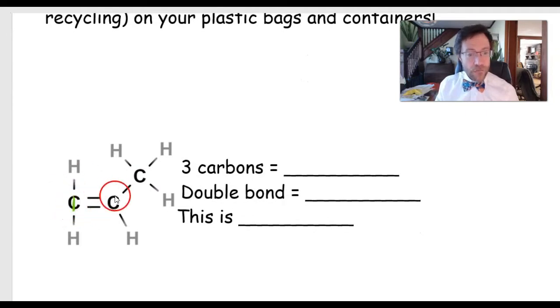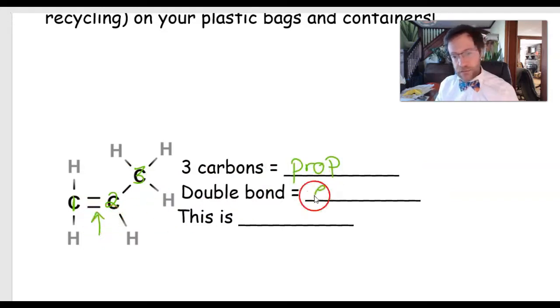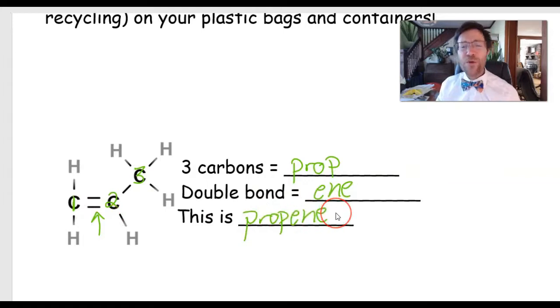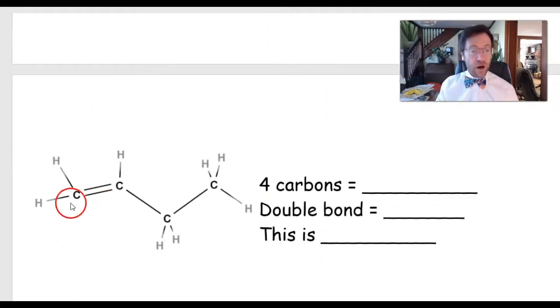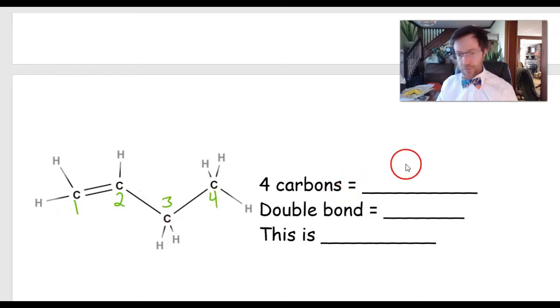We've got 1, 2, 3 carbons, prop. We've got our double bond right there, that's ene. And this is propene. Way more reactive than propane, but there it is, propene. We use this for all kinds of stuff in chemical reactions and whatnot. The next one, 4 carbons. We've got 1, 2, 3, 4 carbons. That's but.